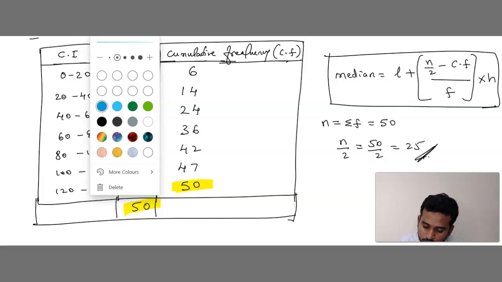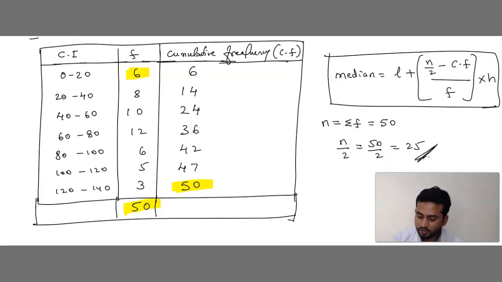Observe here. Now 25. Where does 25 lie in the cumulative frequency? Can you see this cumulative frequency table? In this, where does 25 lie? Now there is no 25 here, but we can say that 25 lies between 24 and 36. Between these two numbers, between 24 and 36, 25 will appear. Understood? There is no exact 25 here, but it lies between 24 and 36.